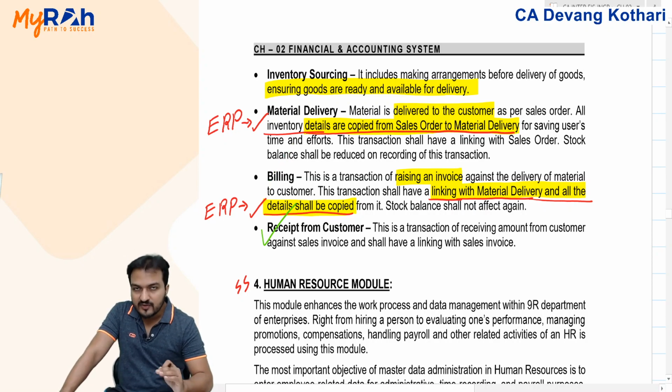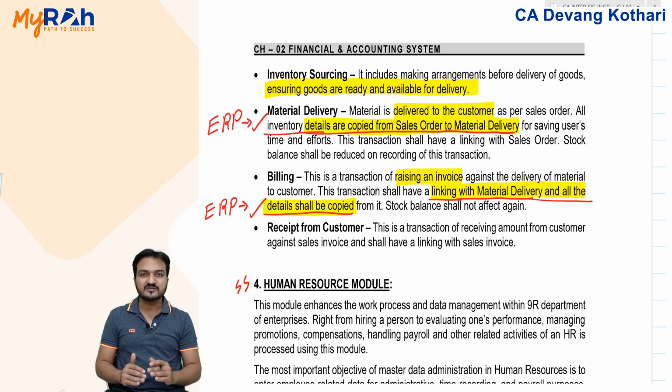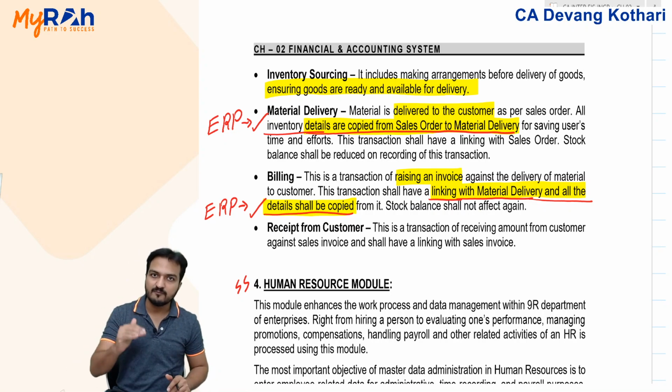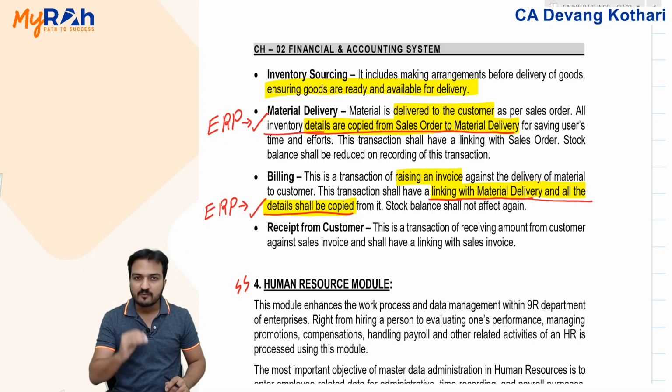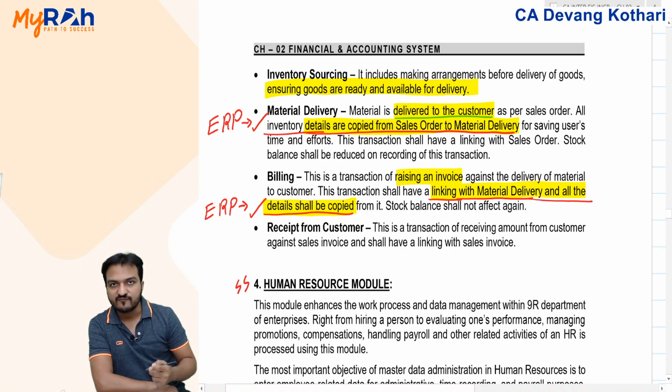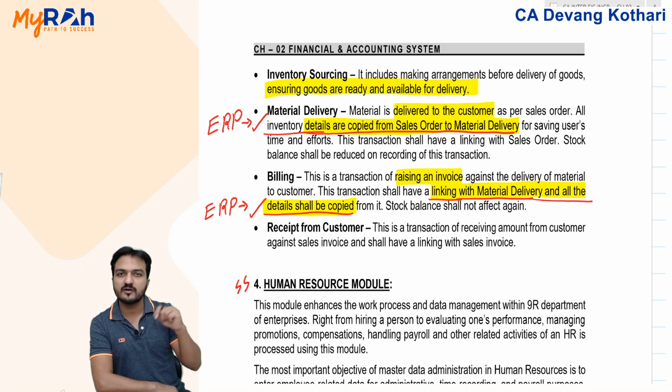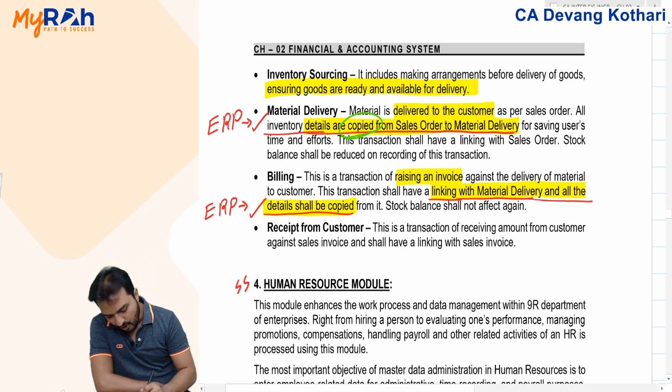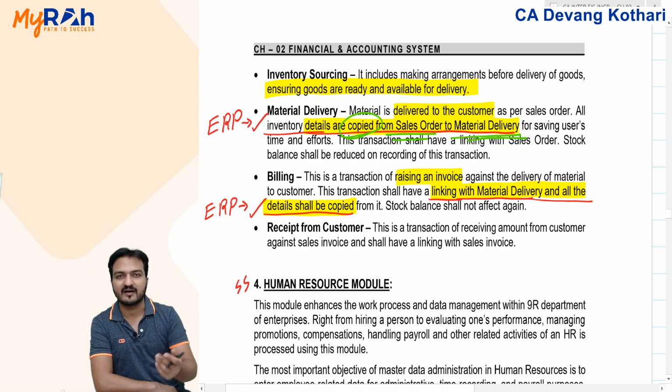But during this process, how does the ERP software help you? Well, in case of delivery, delivery involves delivering the goods to the customer. But at the time of delivery, I need to make the delivery note. If I need to make the delivery note, I don't need to type all the details in the delivery note. Rather, ERP software will copy the data from the sales order to the material delivery note automatically.